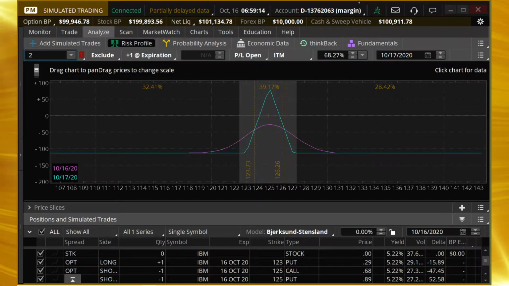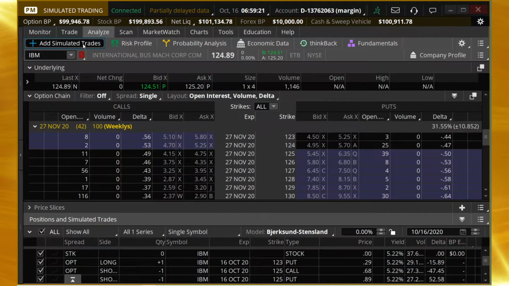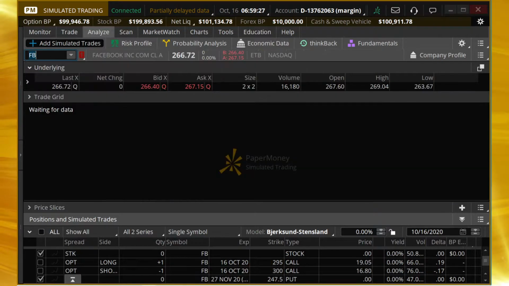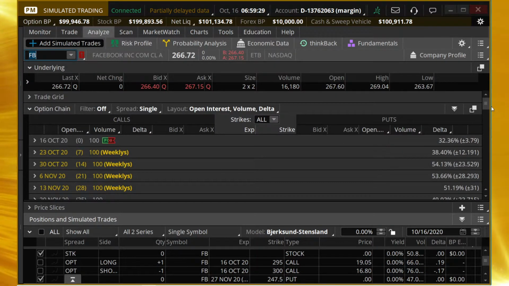All right. So let's head on into this platform and build this trade, shall we? So we're going to be in this Analyze tab. We're going to go to Add Simulated Trade, and we're going to go over here to the ticker symbol box. We're going to type in Facebook and get ready to put this one on.